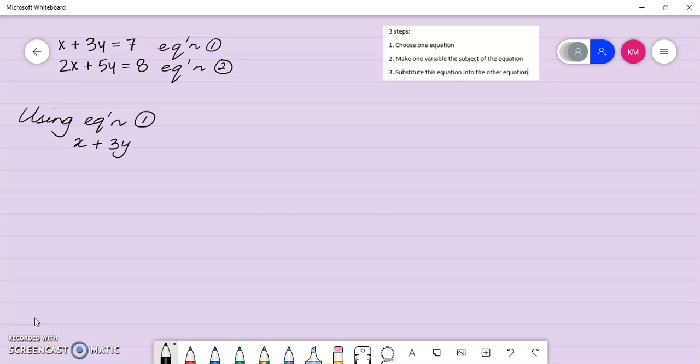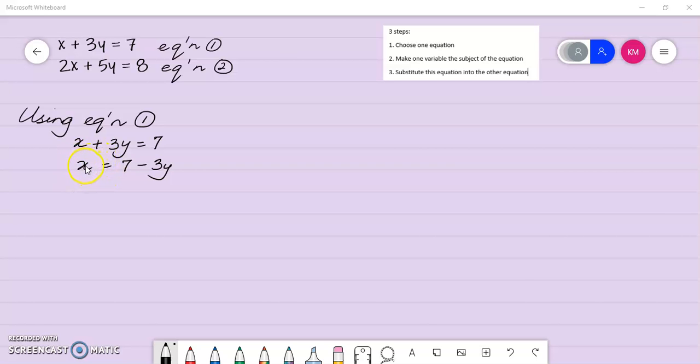x plus 3y is equal to 7. x is equal to 7 take away 3y. I have now made my variable x the subject of my equation. I have done step 2, which is to make one variable the subject of the equation. Now that step 2, making one variable the subject of the equation, simply means that I want one variable, and in this case my variables are x and y. I want either x or y alone on one side of my equation.